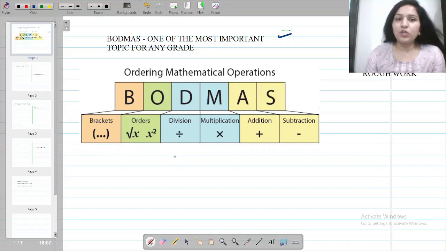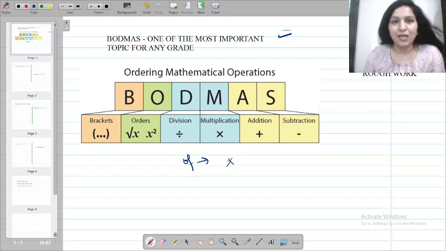O stands for the operation orders or of. Of you must have studied earlier. This is another form of multiplication. We are having multiplication symbol here as well. But if of is written, you have to first solve of, which again means times, multiplication. It orders in this order. Other than of, there can be square root of any number.